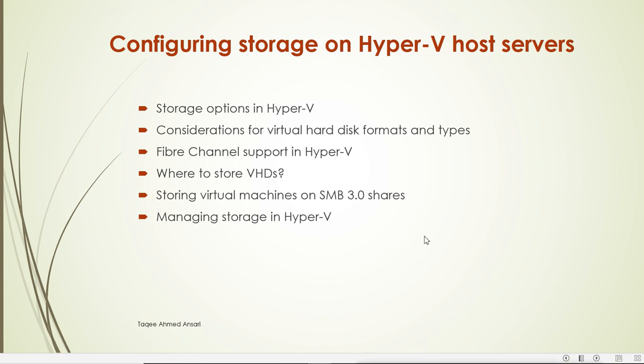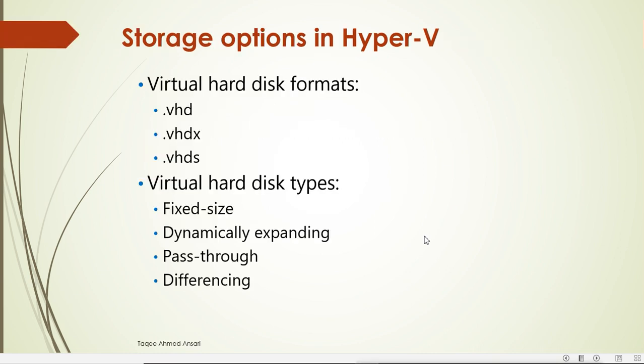Configuring storage on Hyper-V host server. Now storage means what? The virtual machine hard disk of the virtual machine. So in Hyper-V, we have the virtual machine hard disk, different formats of virtual machine hard disk, and all those will be .vhd. So .vhd is the virtual hard disk for the Hyper-V virtual machines.